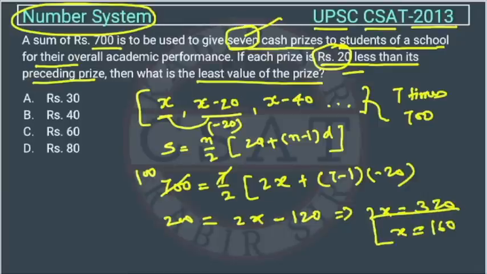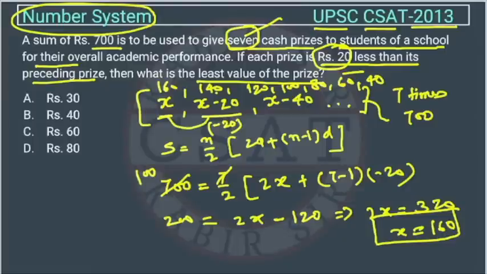So the first student is getting 160 rupees, and the second will get 140. So in this way it will go, right? Either you can calculate everyone like this. This is 140, this is 120, then 100, 80, 60, and then next 40.